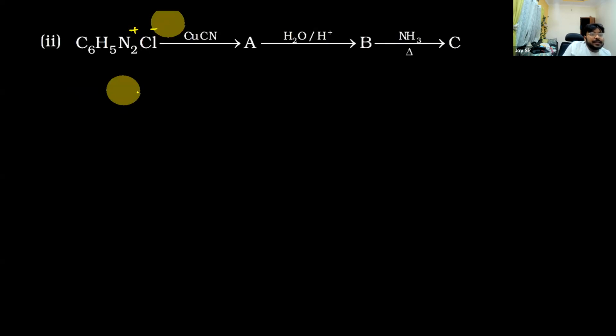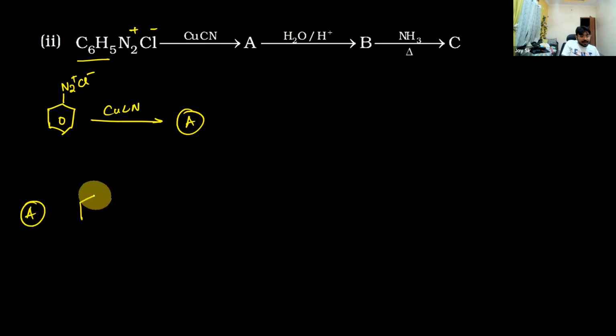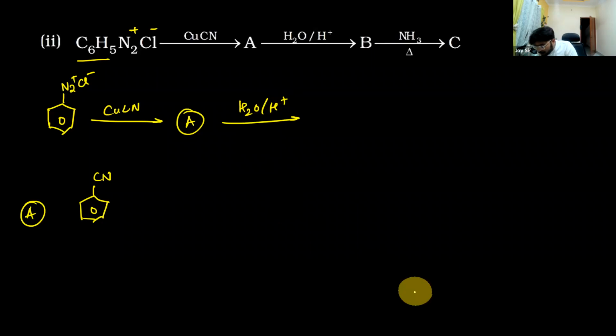C6H5N2 plus Cl minus, CuCN. Okay, so what does C6H5 mean? C6H5 is our benzene ring, and on it we have N2 plus Cl minus. To this we are giving CuCN. What will A be? Because it is CN directly, N2 plus Cl minus goes away and CN comes in. This is the first thing. Then I'm giving H2O, H plus, which is directly our H3O plus. Okay.